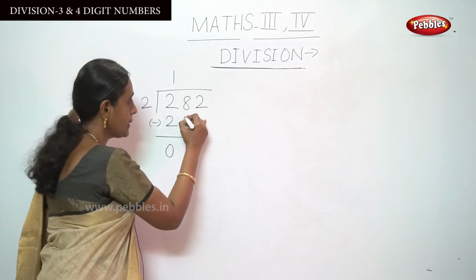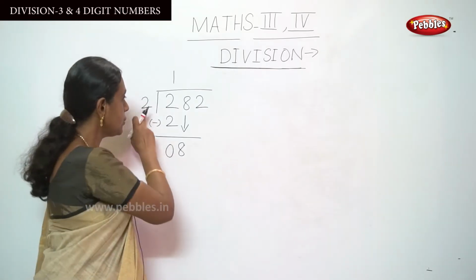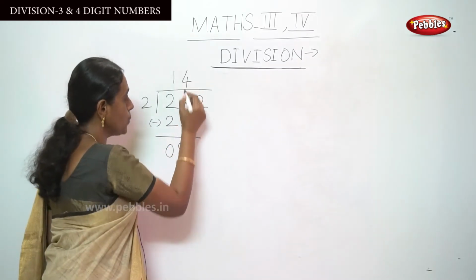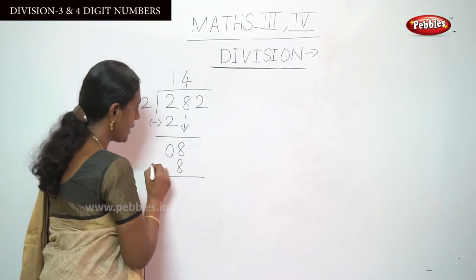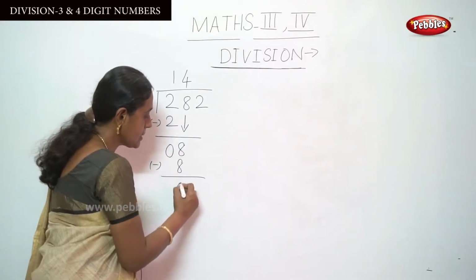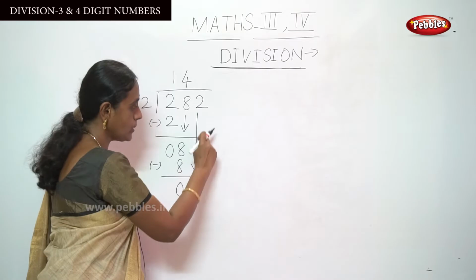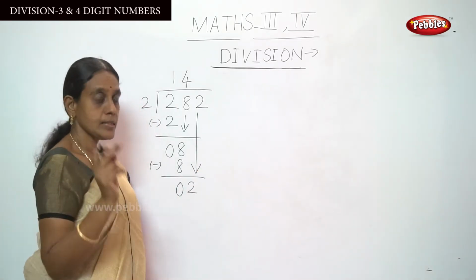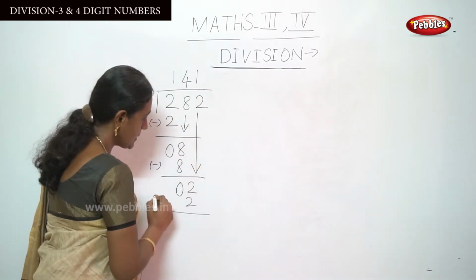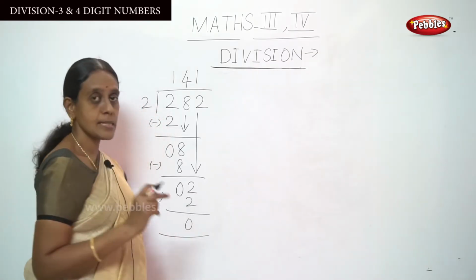Next you should take down this 8. Now say the 2 table up to the number 8. 4 2s are 8. Again put the subtraction sign. 8 minus 8 is 0, and this is 2. Put down this 2 here and say the 2 table, 1 2 is 2, and subtract the number, 2 minus 2, that is the remainder, 0.